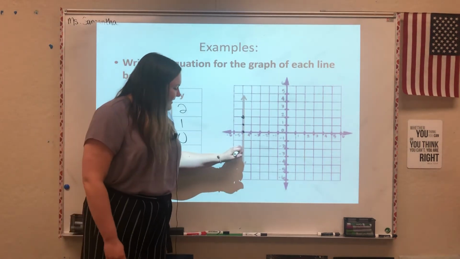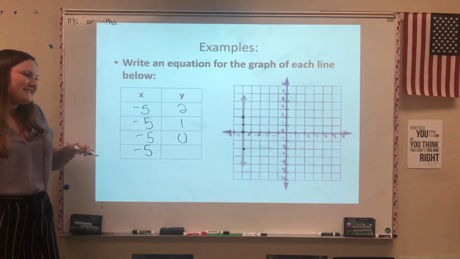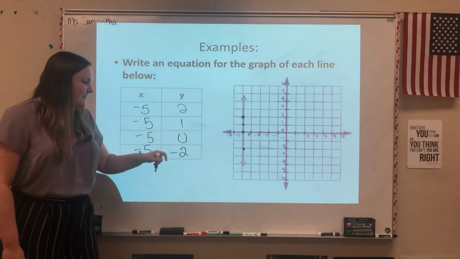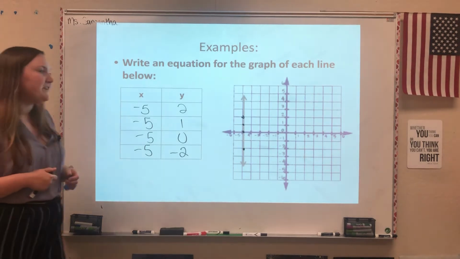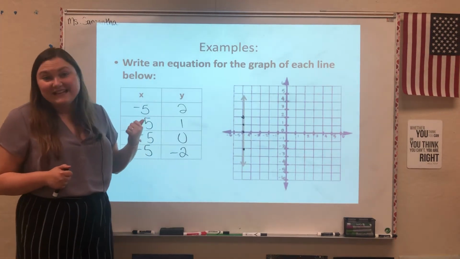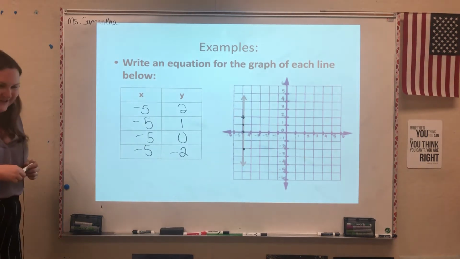And then I'll pick one down here. We could do that one. That's going to be negative 5 on our x-axis, and then a negative 2 for our y-coordinate. Looking at all of these points here, go ahead and make a prediction. What do you think the equation of this line is going to be? Well, let's see if your prediction is correct.